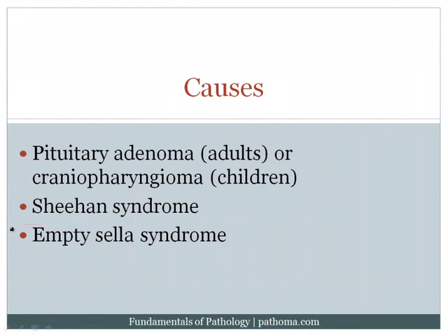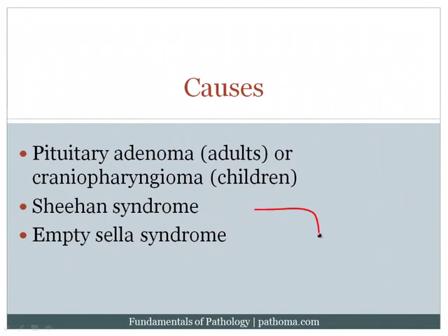Empty sella syndrome refers to a circumstance in which the sella is empty and the pituitary is missing. It can occur in two ways. It can occur due to secondary trauma to the pituitary, in which case the pituitary would be damaged, or it can occur in a primary circumstance where there is a congenital defect of the sella, such that you get herniation of the arachnoid and the CSF into the sella, which then compresses and destroys the pituitary.